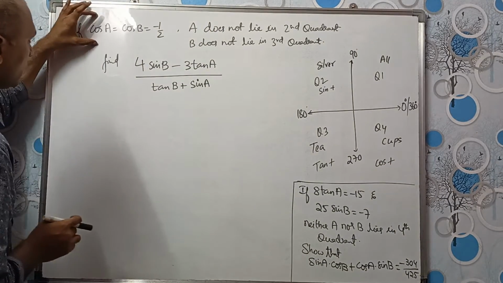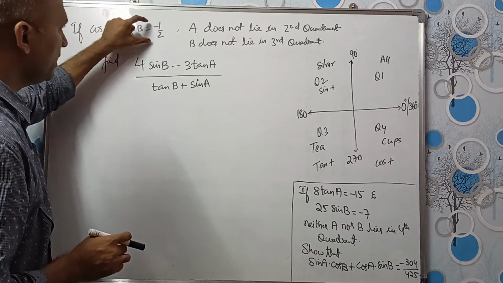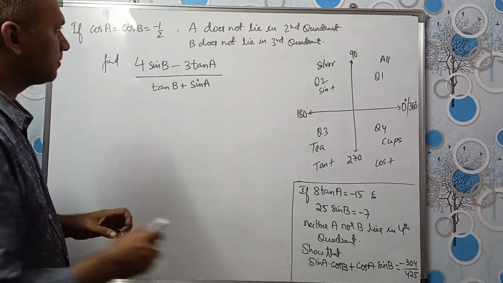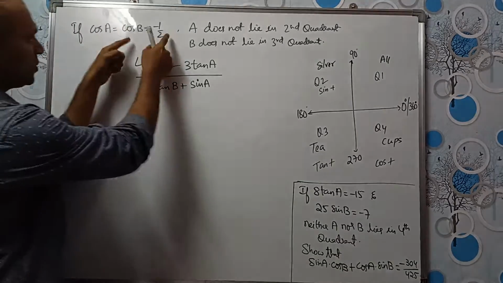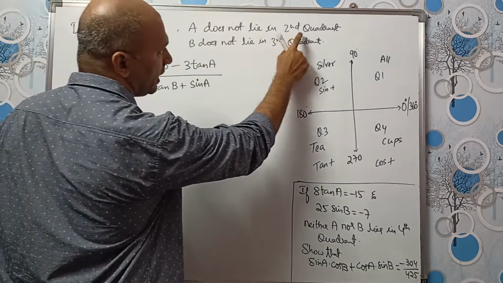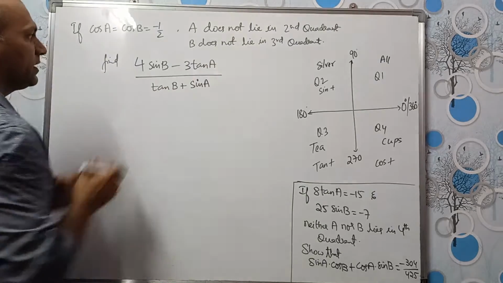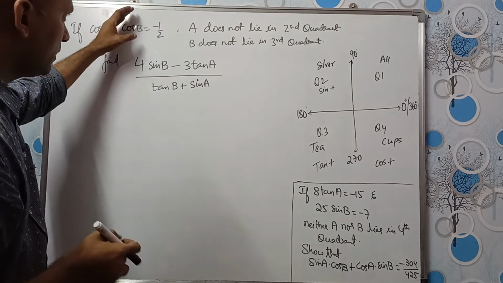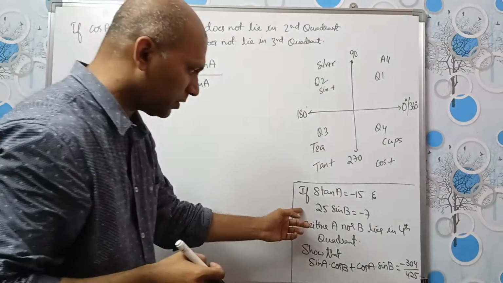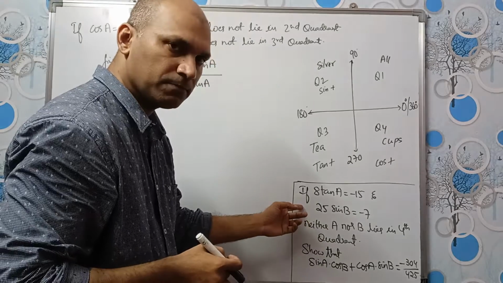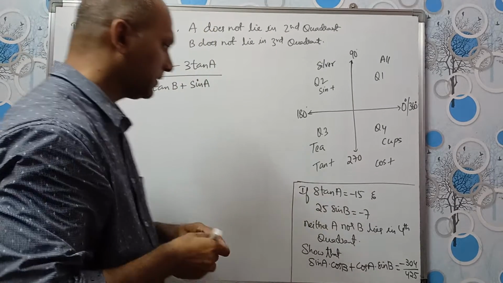Okay, let us solve this question. If cos A is equal to cos B is equal to minus 1 by 2. See, both cos A and cos B are minus 1 by 2. A does not lie in the second quadrant and B does not lie in the third quadrant. We should find this value. I'll solve this problem. We have a similar question. Okay, you solve this problem.